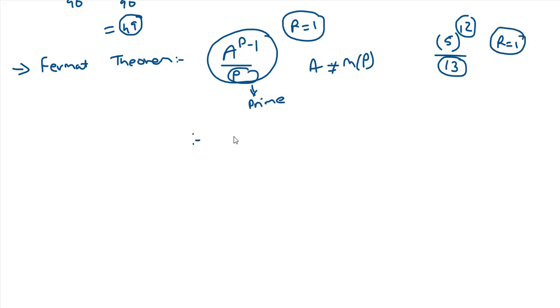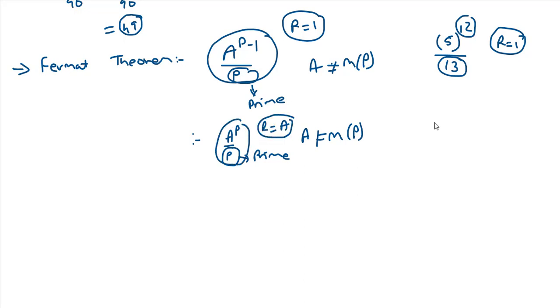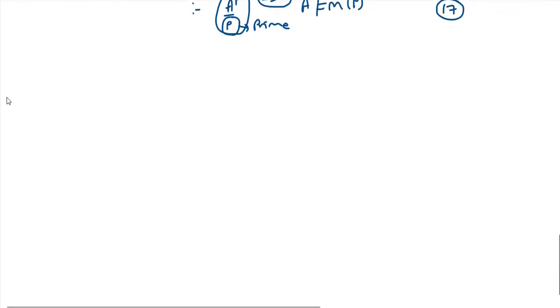Another form of this theorem is a raised to p upon p, where p is a prime number and a is not a multiple of p. So in this case, the remainder will be equal to a. The example of this type will be, let's say 7 raised to 17 divided by 17, where 17 is a prime number and 7 is not a multiple of 17, so the remainder in this case will come out to be 7. The last concept in this lecture and the most important one is the Wilson theorem.